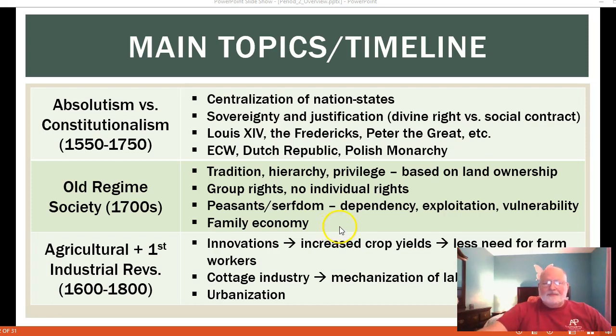In the family-based economy, then we're going to talk about the agricultural revolution, the innovations, the increased crop yields, less need for farm workers. And I think you know how this goes. We're going to be talking obviously about the enclosure movement and stuff like that and Jethro Tull. But as people move to the cities, as agriculture becomes more productive, you need less people. And so what they do is they move to the cities.